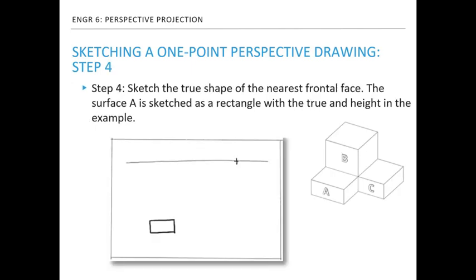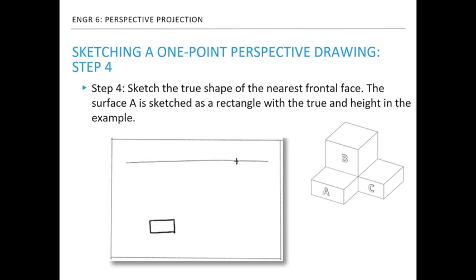Starting from the closest frontal face, sketch the face in true shape. A true shape means that the shape of a face is not distorted or shortened. If a planar face is viewed at an angle, the shape is distorted, and the size will look smaller. If a planar face is looked straight on, or normal to the plane, it is shown as true shape. In this example, the face A is the closest frontal face. It is sketched first as its true shape, that is a rectangle.